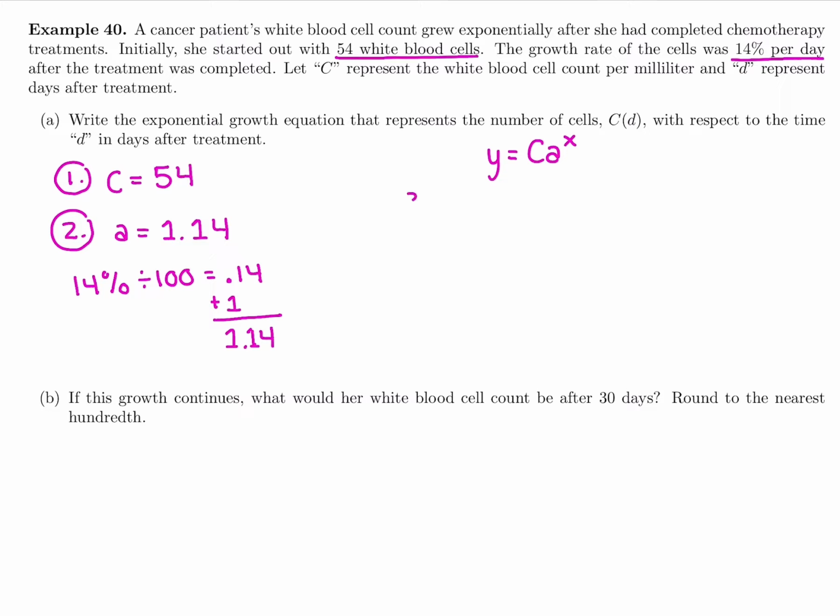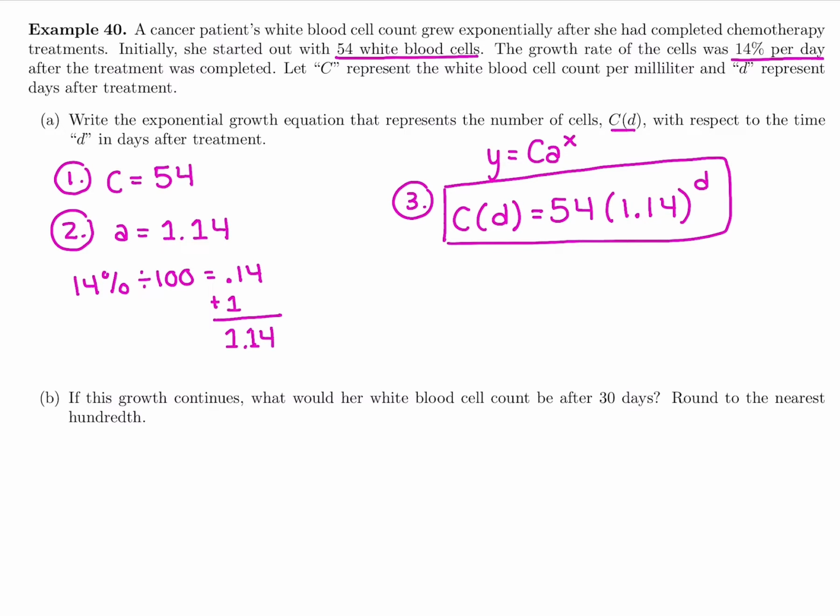So our last step is to write this function. Instead of calling it y, we call it C of D equals our 54, the initial amount, times our growth factor of 1.14, which stands for a 14% growth rate. And we're going to raise it to D, the number of days since treatment. That is how her white blood cells are recovering.